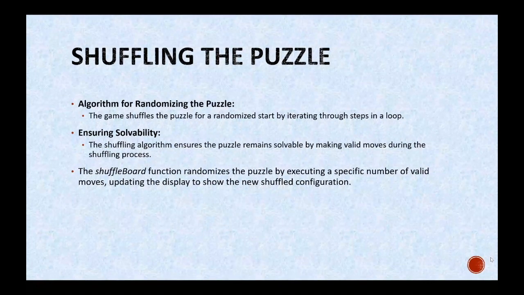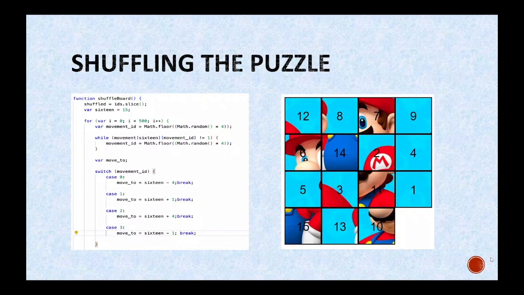The shuffleBoard function randomizes the puzzle configuration. A set number of random valid moves are made to shuffle the tiles. The display is updated to reflect the new shuffled state. And this is the code to shuffle the puzzle.